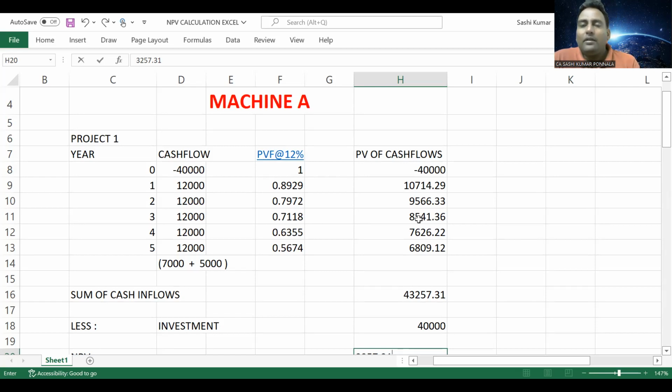So NPV is quite sensitive to all these factors. If any factor goes wrong, if any factor changes, then there will be a corresponding effect on the NPV. That's all. This is what NPV is.